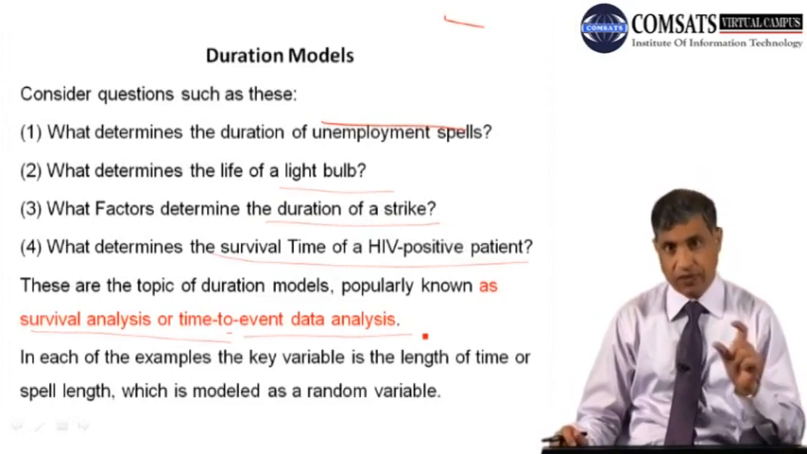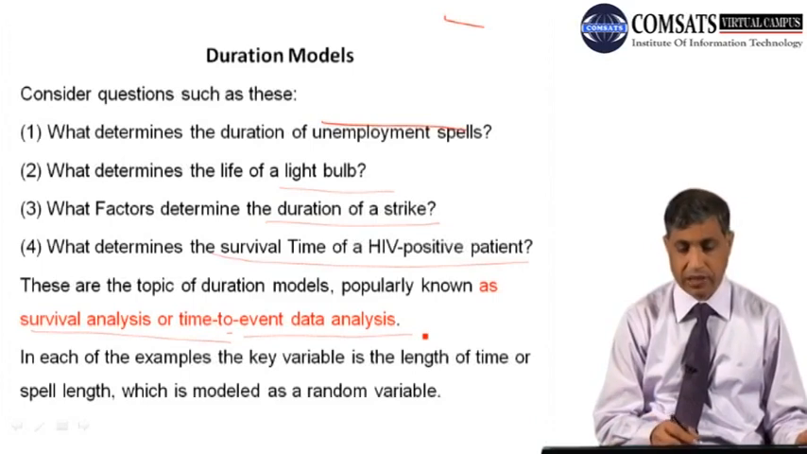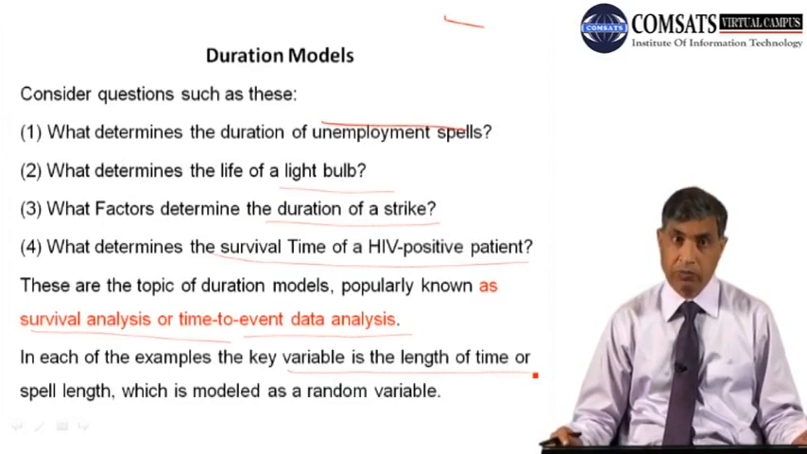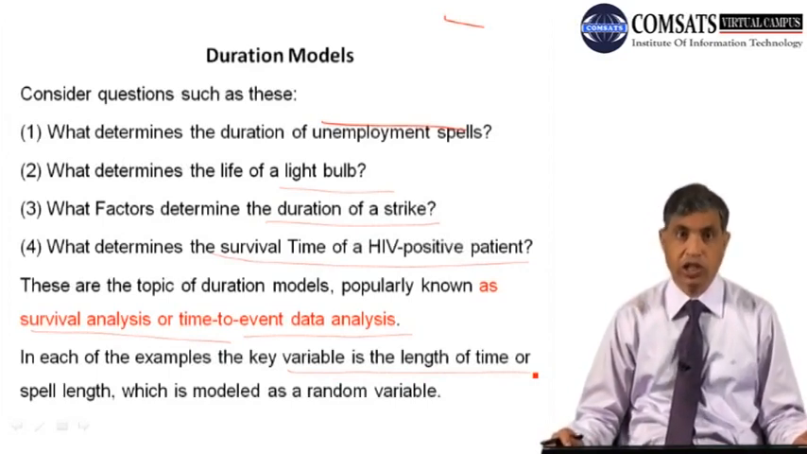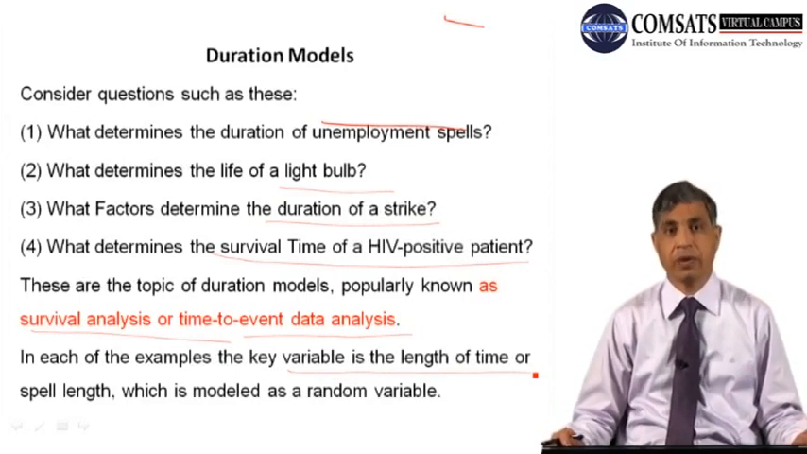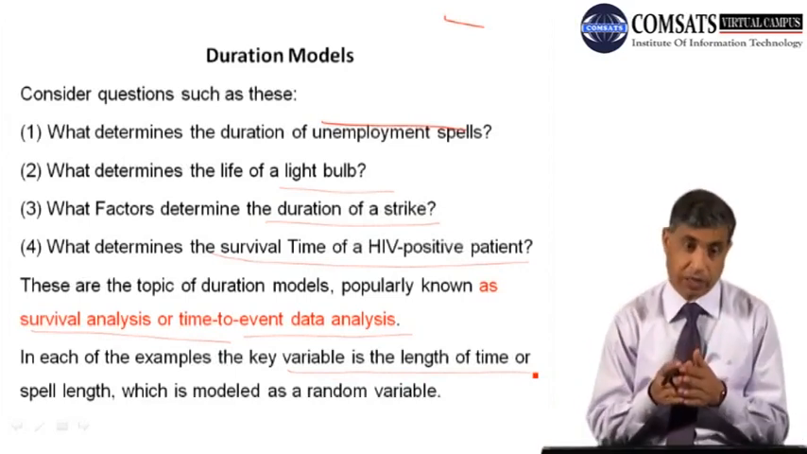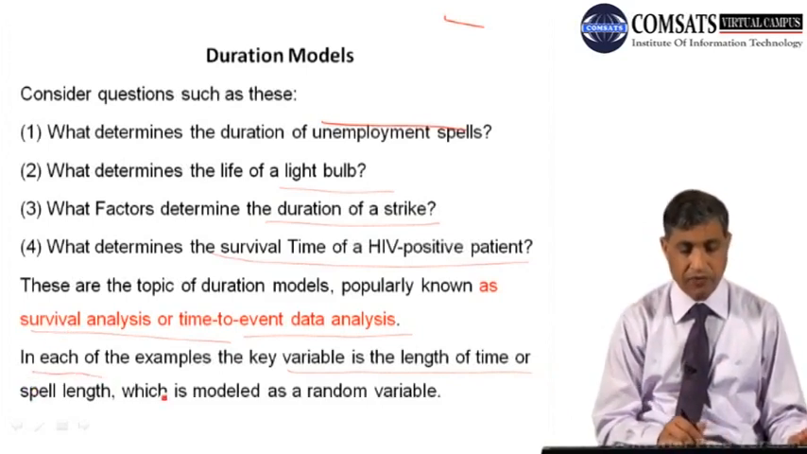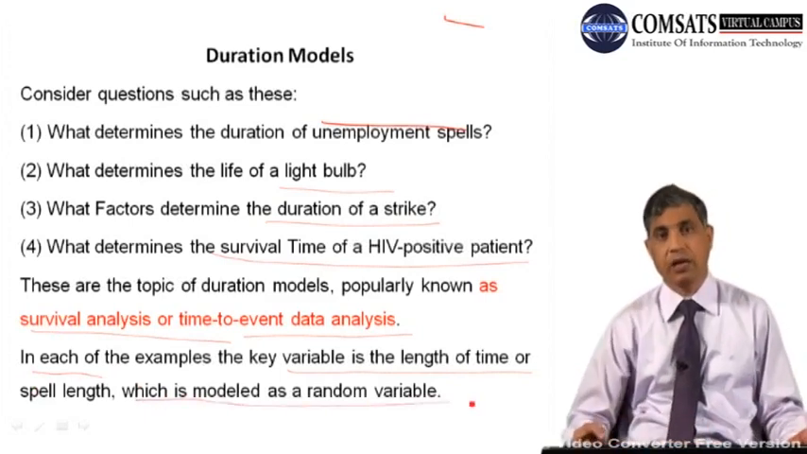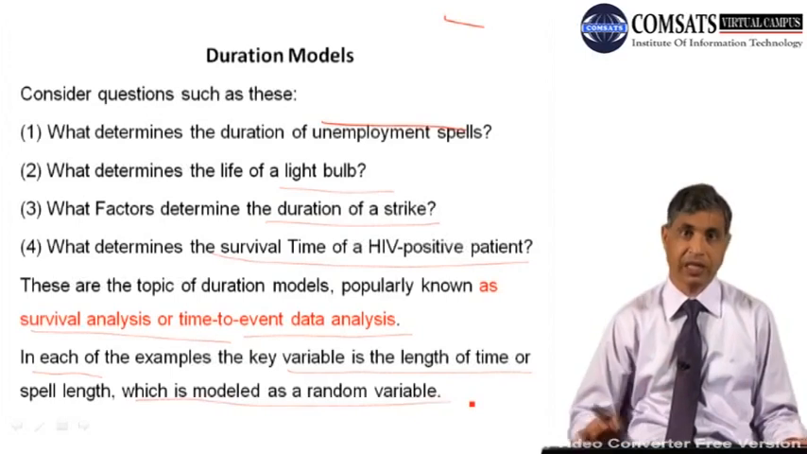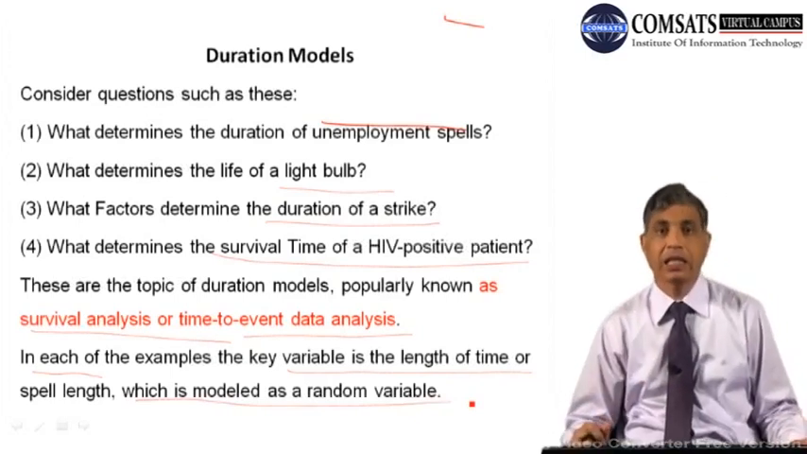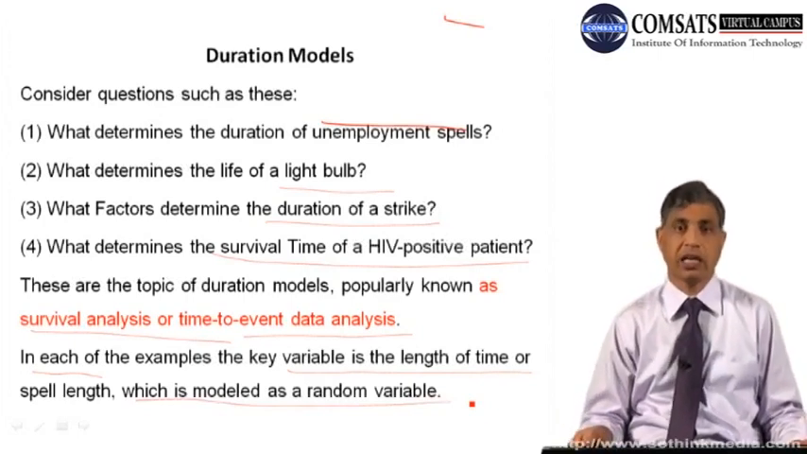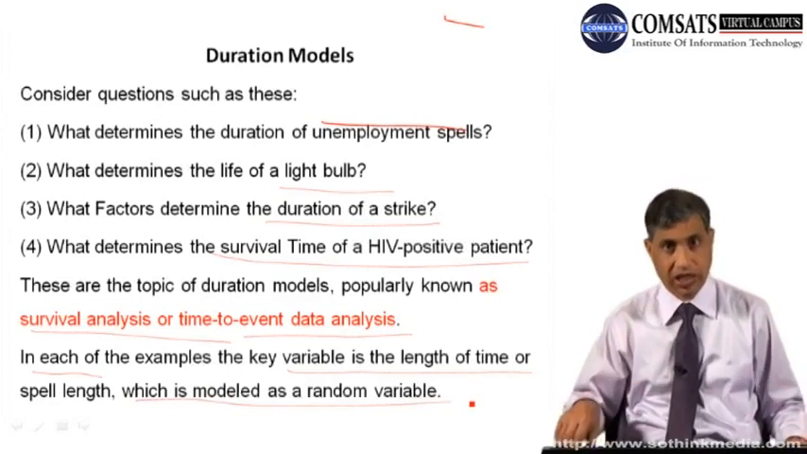One important thing is that in each of these examples the key variable is the length of time. Although in real life time is also extraordinarily important, in this situation time has become a variable, or you can say the spell length, which is modeled as a random variable. Not as a systematic time: in duration models, time is taken as a random variable.